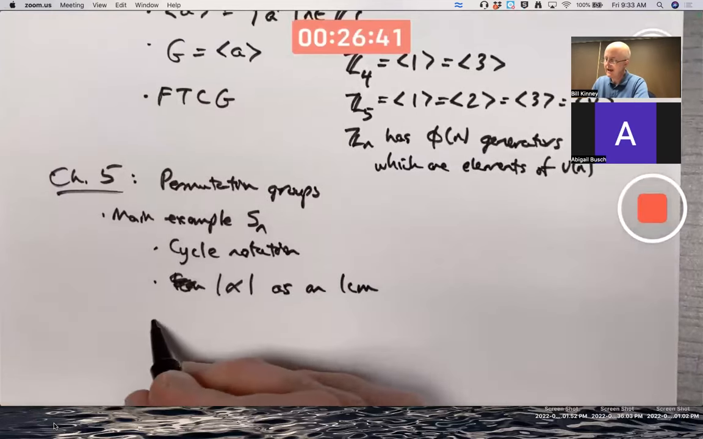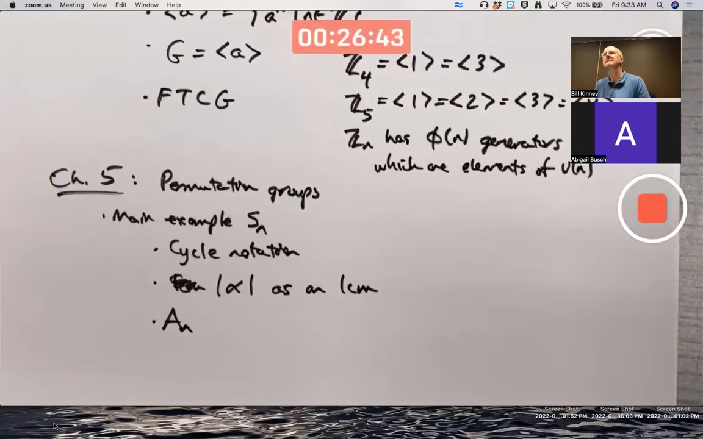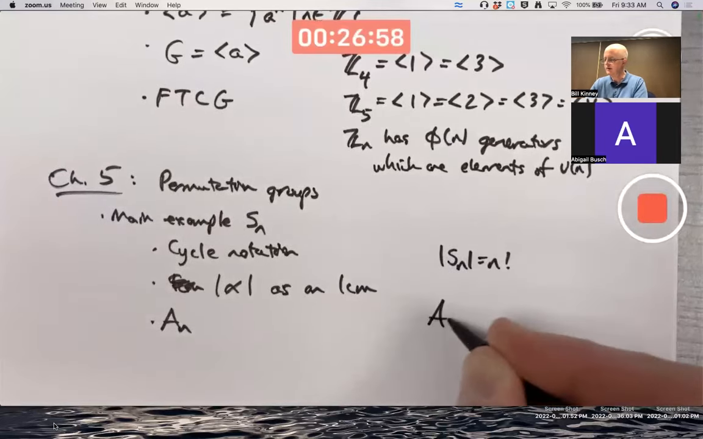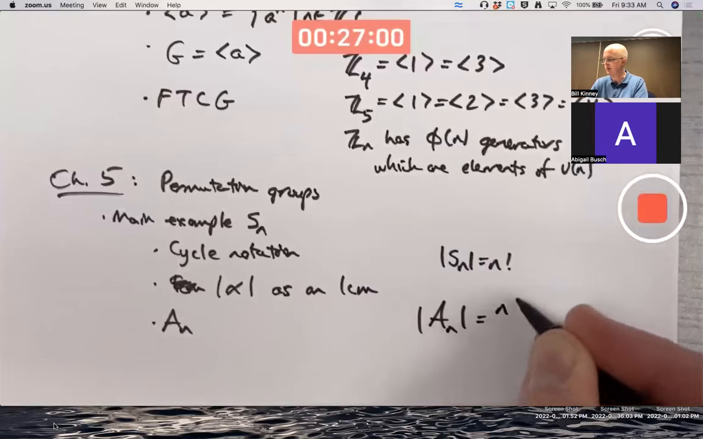There's the alternating group An of even permutations. A permutation is even or odd, depending on how you can write it in terms of 2-cycles, the number of them, whether it's an even or odd number. Sn has order n factorial. An, the alternating group, is a subgroup with order n factorial over 2.